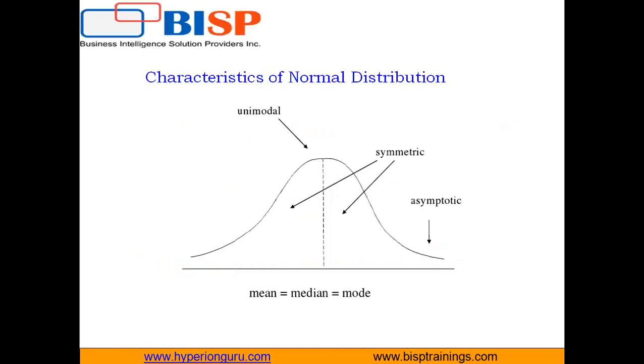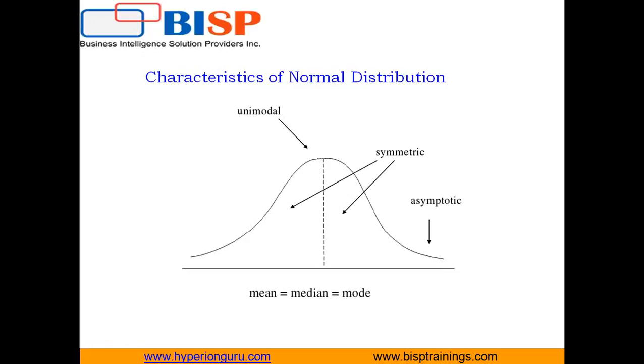The chart shows four characteristics of a normal distribution, and they are symmetric, unimodal, asymptotic, and the mean, median, and mode are equal. A normal distribution is perfectly symmetrical around its center, that is, the right side of the center is a mirror image of the left side.